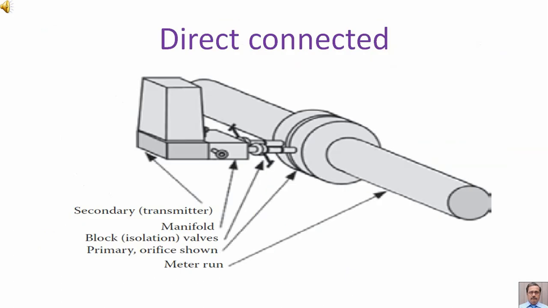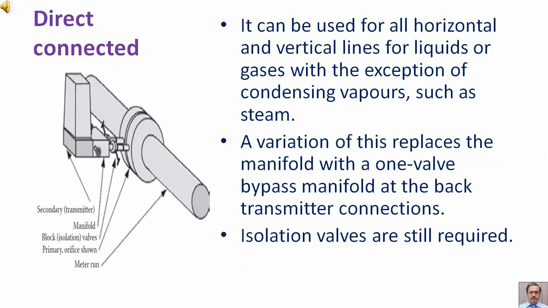This diagram shows the direct connected DP cell. The DP cell is directly connected to the primary element or the flow element. It can be used for all horizontal and vertical lines for liquids or gases, with the exception of condensing vapors such as steam.